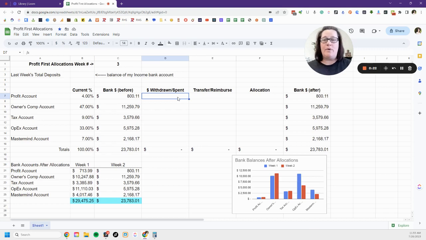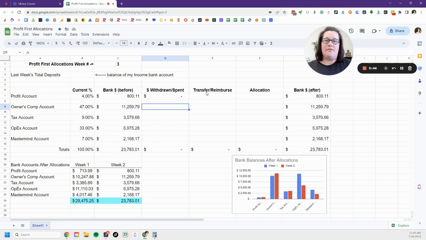So what's happened since last week, I've taken no money out of my profit account because it's not a calendar quarter end. That's the only time I take money out of my profit account. Now, owner's comp, I have two columns here, and I want to differentiate between money I've taken out of the account because I've spent it for my business versus transferring.